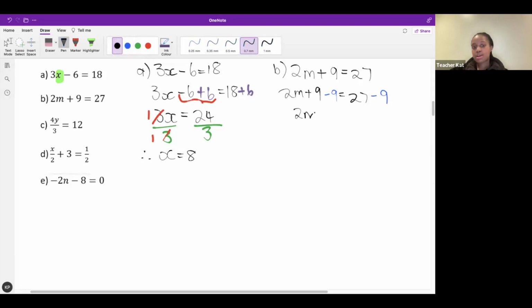What happens to my 9's? Positive 9 minus 9, it's gone. And then on my right-hand side, 27 minus 9 equals 18. Thank you. Now let's get rid of that 2 by dividing on both sides. Nice, Alice. Alice is ready to answer. These 2's will divide into one another. Therefore, m is equal to 9.